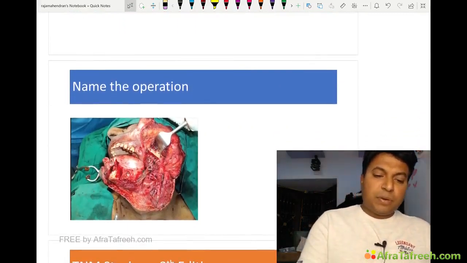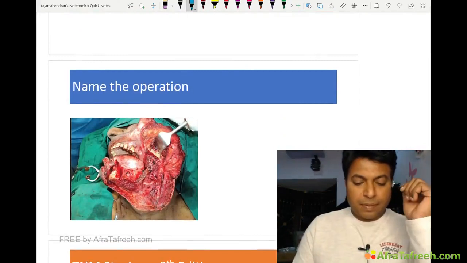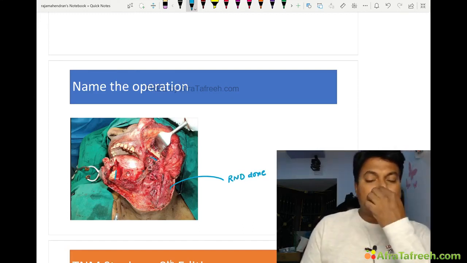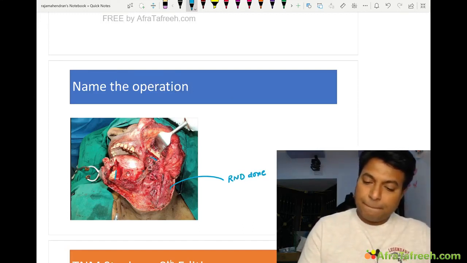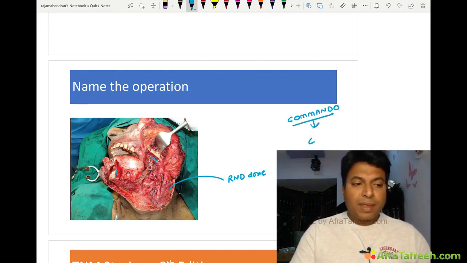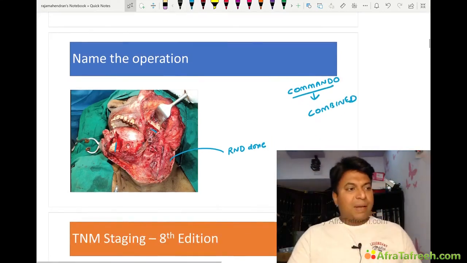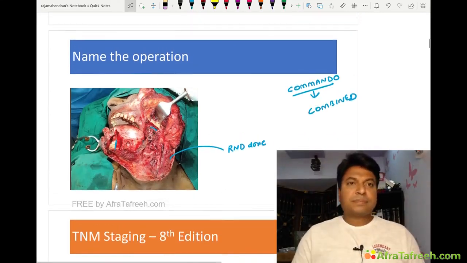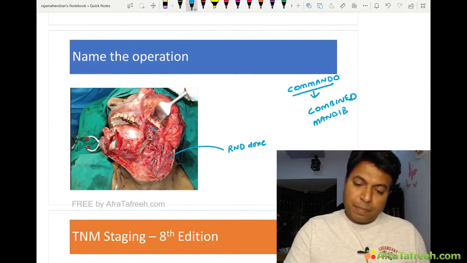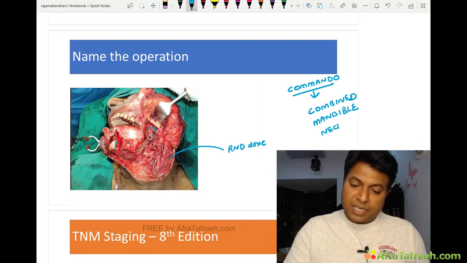So what is this operation you are seeing in the image now? Here we can see radical neck node dissection is done. Along with that you can see some amount of mandible is missing. This is known as commando operation. What is commando? Combined. So please remember, commando operation is combined mandible neck node dissection.